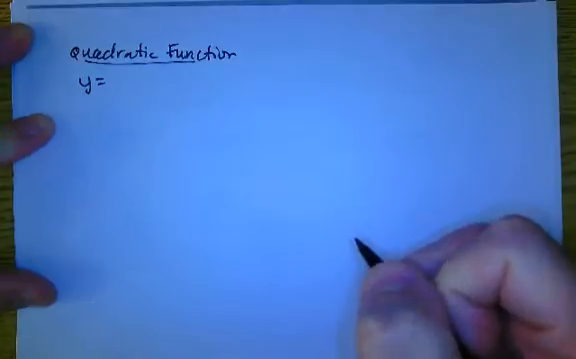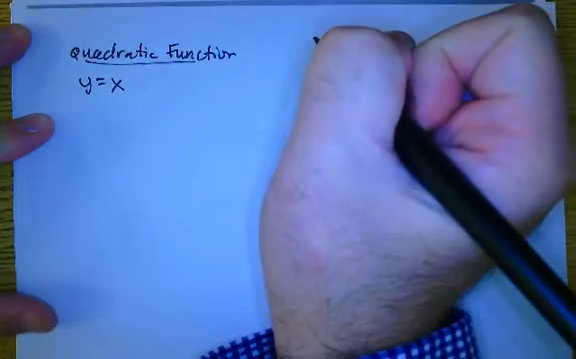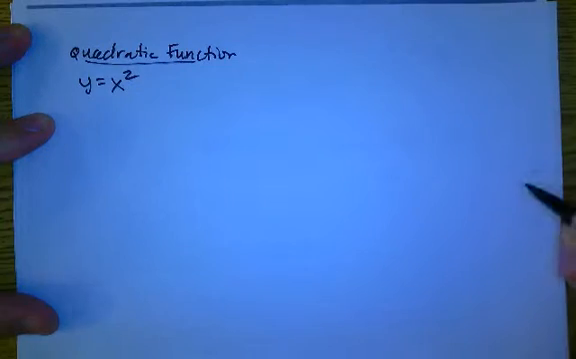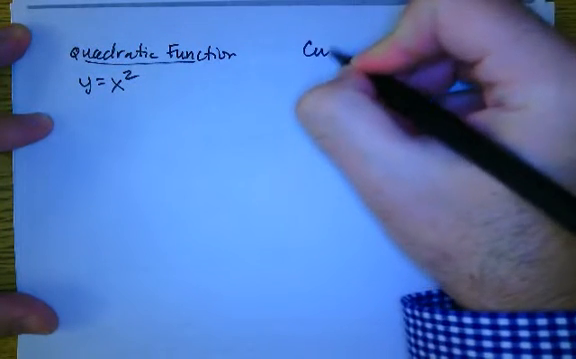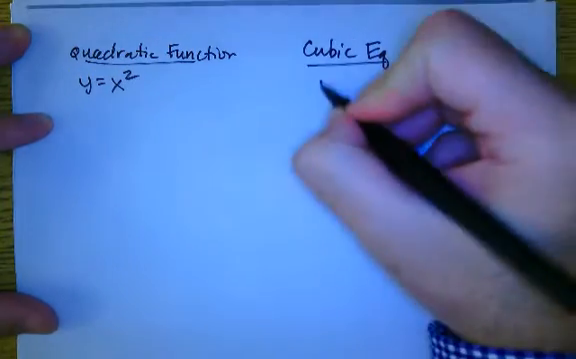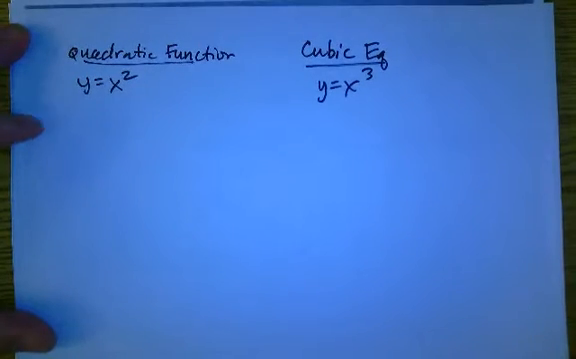General parent equation. Y equals? Oh, y'all better know it better than that. X squared. Don't overthink it. All right. Parent equation for a quadratic is y equals x squared. Okay. You should also hopefully know the cubic function, which is y equals x cubed. All right. So we've got two different parent equations.